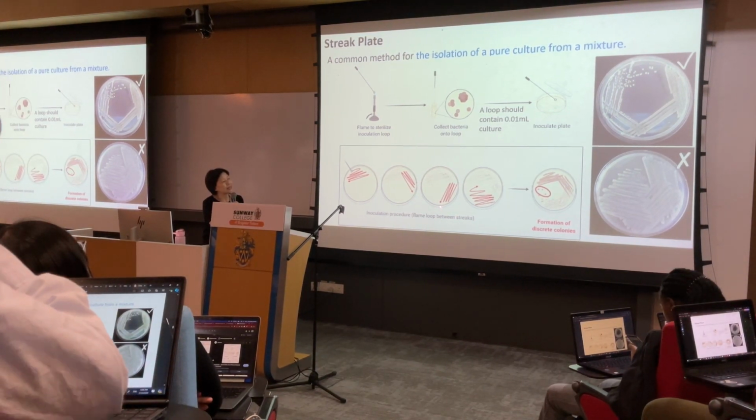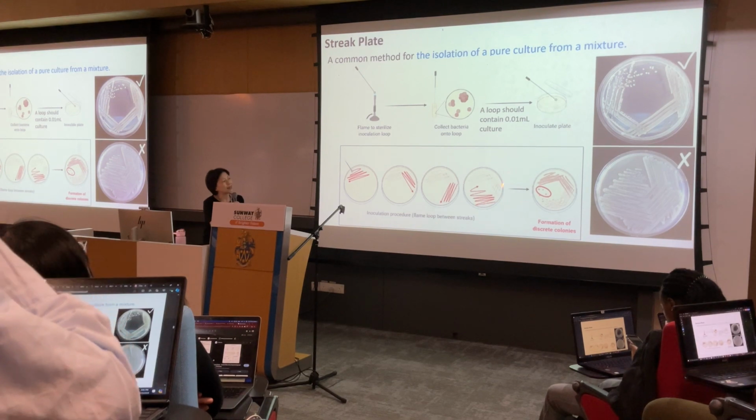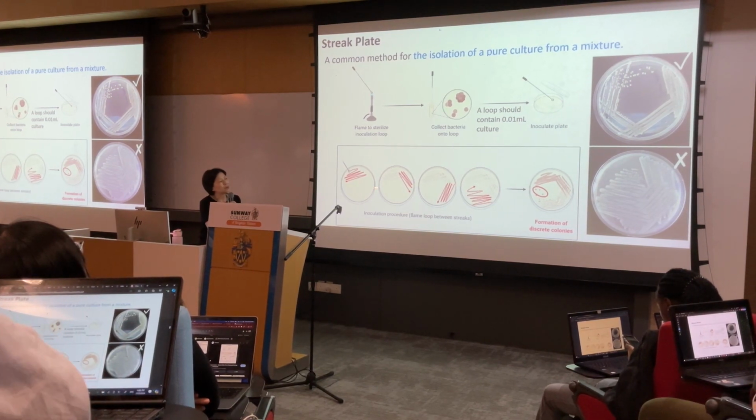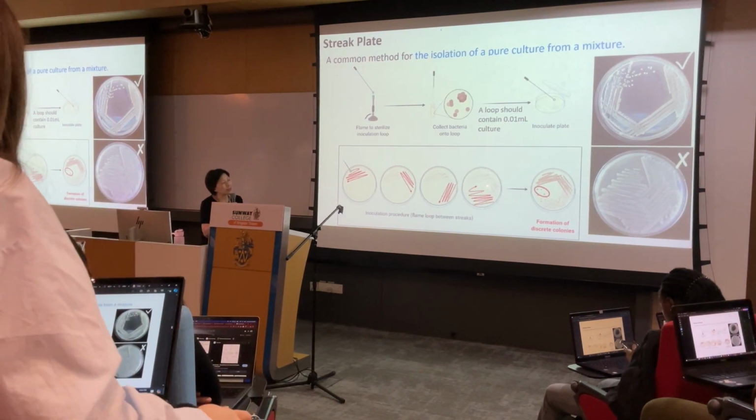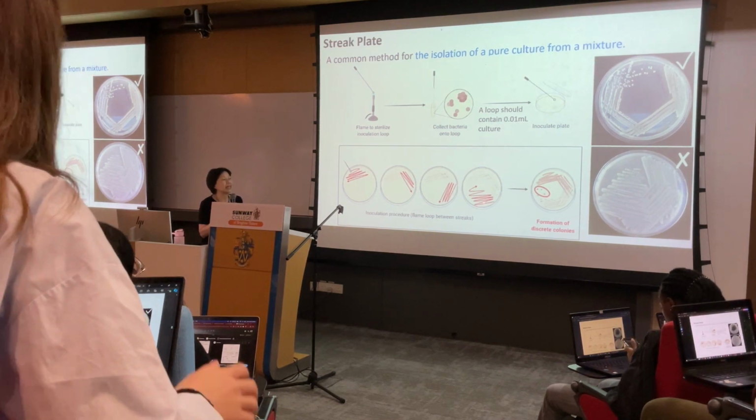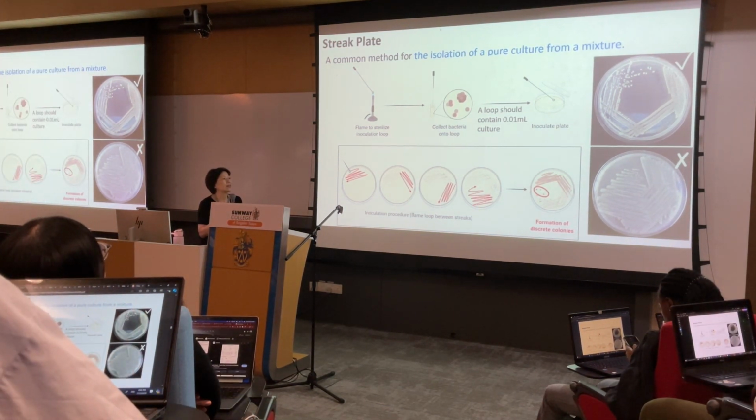Same for the tertiary. And then finally, you just roughly do that. And with this technique, I can assure you that you will definitely get single colonies for sure.